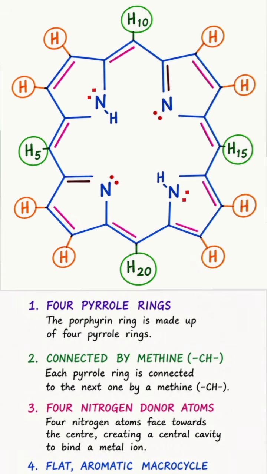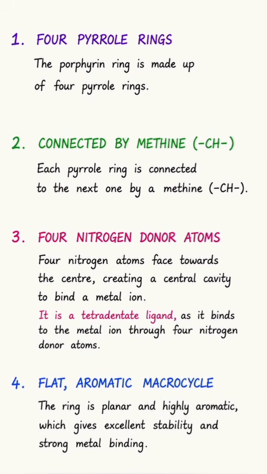If you look at the center of the ring, you will notice four nitrogen atoms. These nitrogen atoms face towards the center and create a small cavity. This central cavity is where the metal ion fits. Speaking about the denticity, it is a tetradentate ligand as it binds to the metal ion through four nitrogen donor atoms. Denticity refers to how many teeth a ligand uses to grab the metal. Here, porphyrin is a tetradentate ligand because it uses exactly four nitrogen atoms to firmly hold the central metal ion.